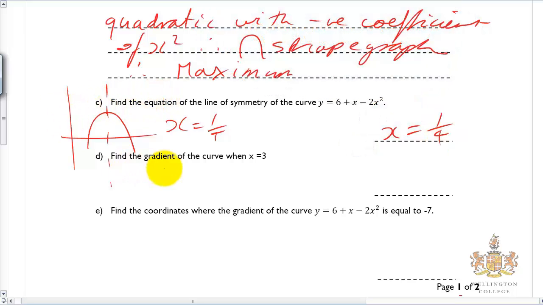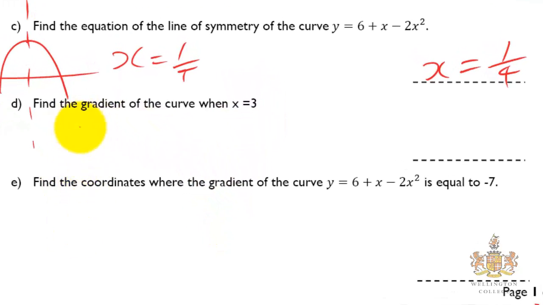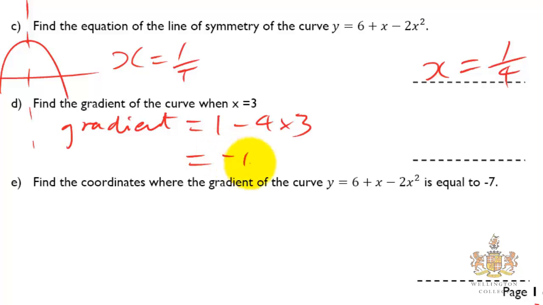Simple answer. Find the gradient of the curve when x equals 3. So the gradient was 1 minus 4x. So the gradient, because we differentiate to find the gradient, is 1 minus 4x, so we've got 1 minus 4 times 3, that just gives us minus 11.